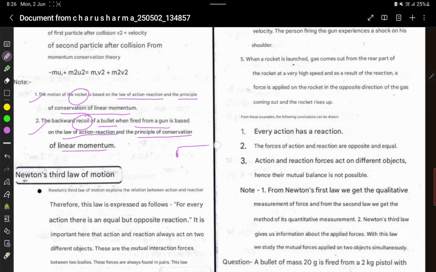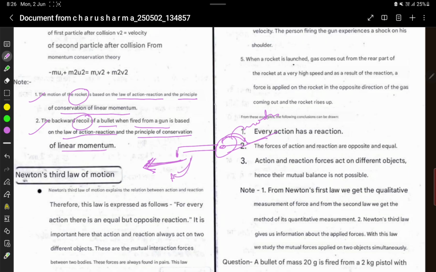What happens when we fire a bullet? The bullet moves forward but your hands move backward. So this is the action and this is the reaction. And why do our hands move backward? So that we can balance out this momentum. We have to balance out this momentum, so that's why our hands move backward.